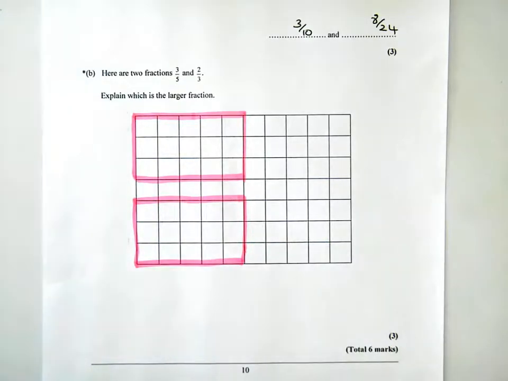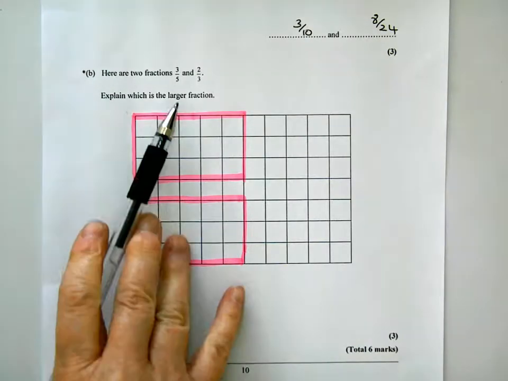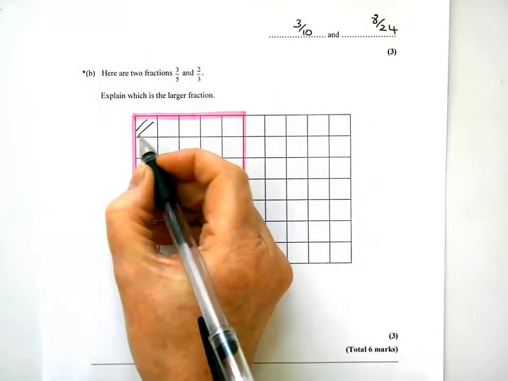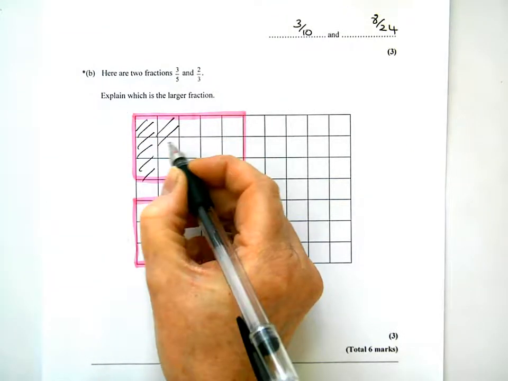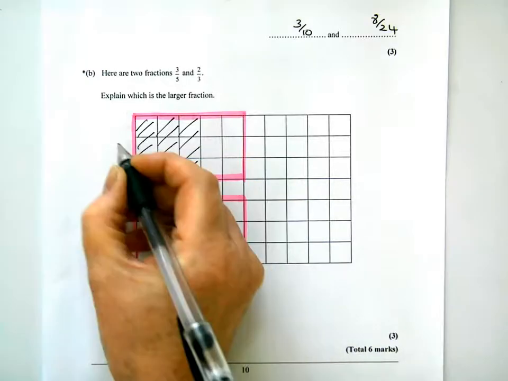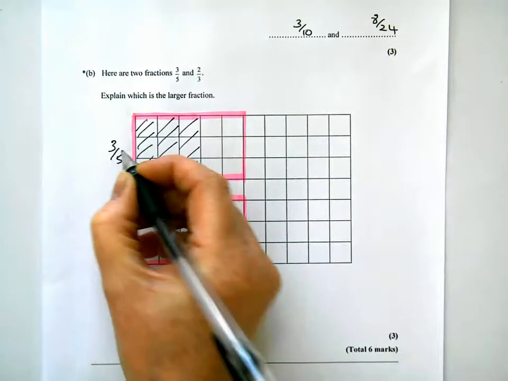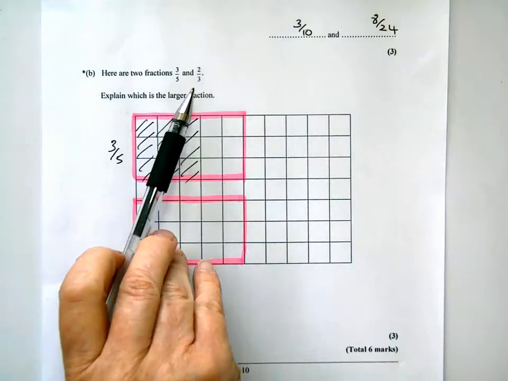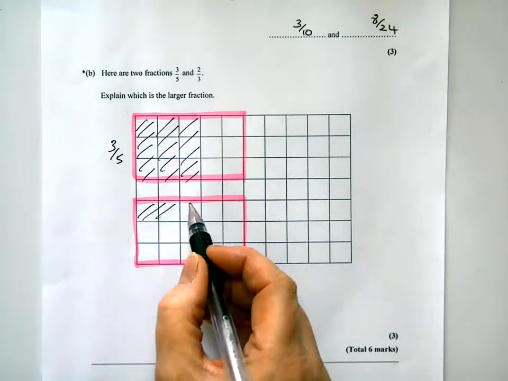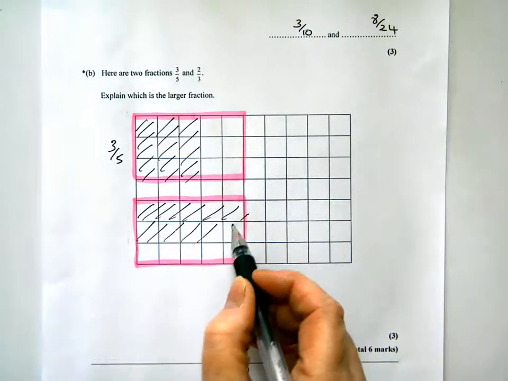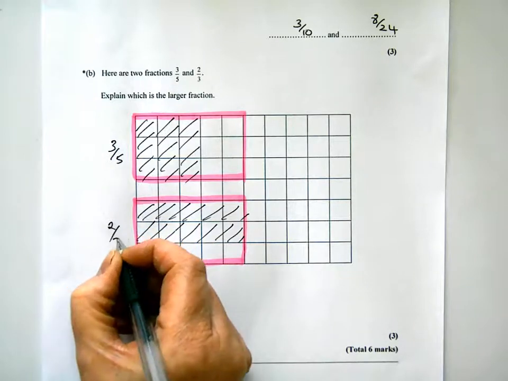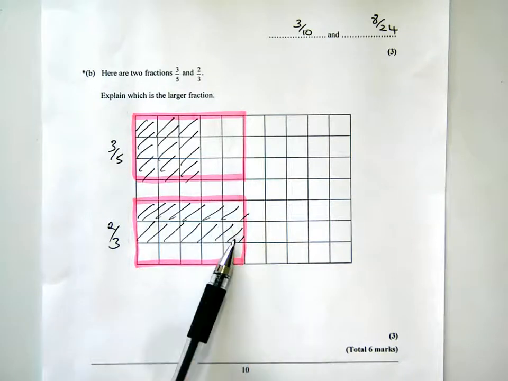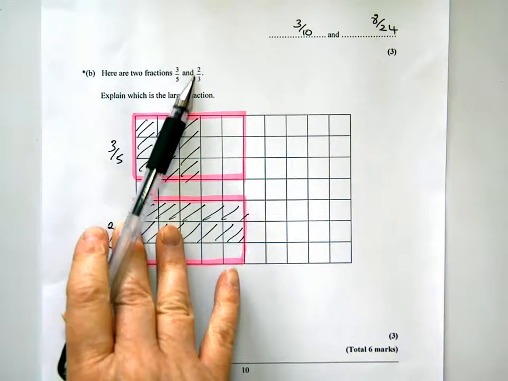Okay, so if we look at the first rectangle, I'm going to shade in 3/5. So that's 1/5, 2/5, 3/5. Then in the second rectangle, I'm going to shade in 2/3. That's 1/3 and 2/3. So I've shaded in 2/3 there. You can see by making the rectangle 5 by 3 for each one, you can shade in these fractions easily.